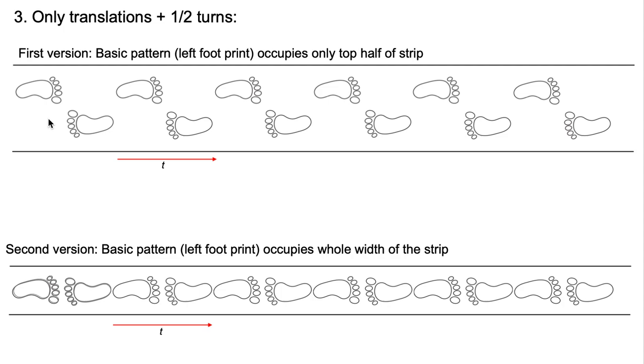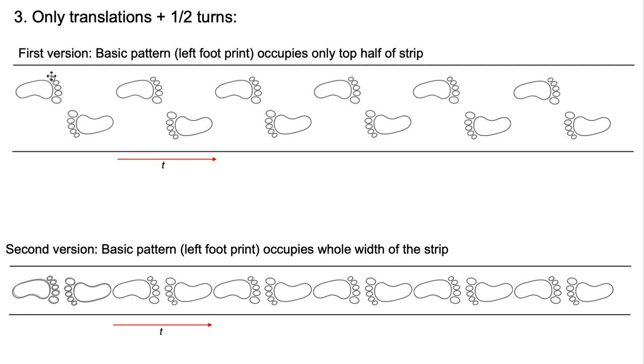So the next kind of strip pattern combination of symmetries that we can have are strips that have translations and half turns and nothing else. And they typically look like one of these 2 kinds of strips. They are made up of an asymmetric shape that either occupies about half of the width of the strip or it occupies the whole width of the strip.